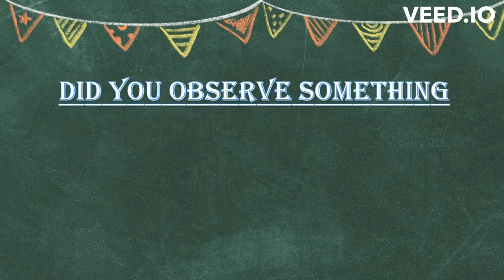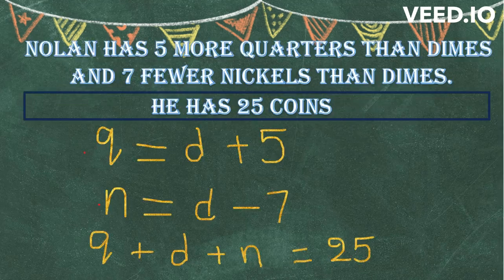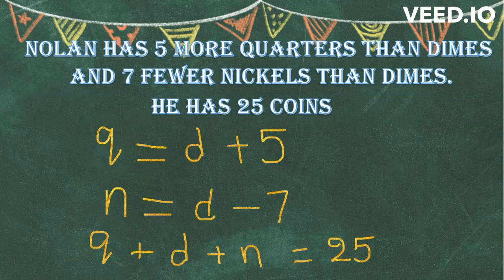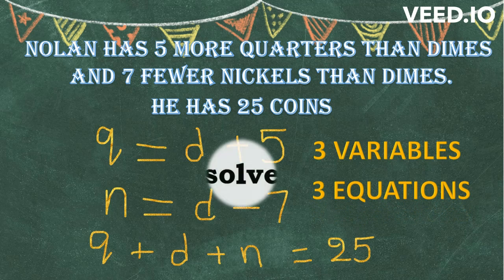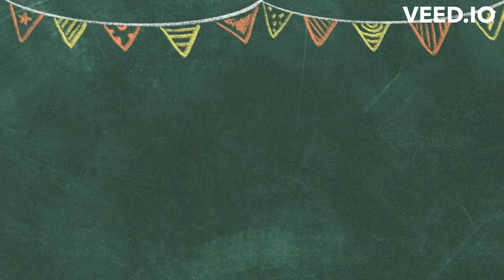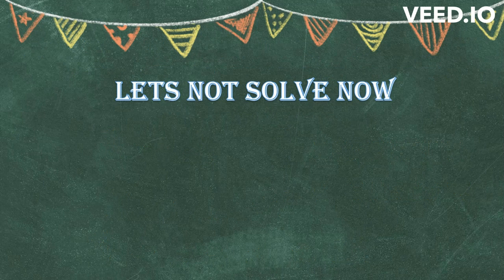Did you observe something here? We have how many equations here? 3 equations. How many variables do we have? 3 variables. We have 3 variables and 3 equations, which means we can solve for these variables. We can find out the value of these variables. Let's not solve for the variables now, that's a different topic.